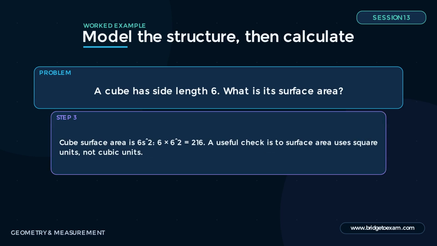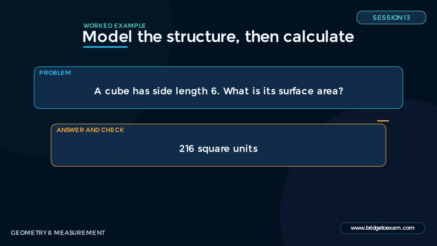Step 3 carries out the mathematics. Cube surface area is 6 times the side squared. 6 times 6 squared equals 216. A useful check is that surface area uses square units, not cubic units. The answer is 216 square units. Now verify the result against the original wording. The quantity, numerical size, and unit must all make sense together.